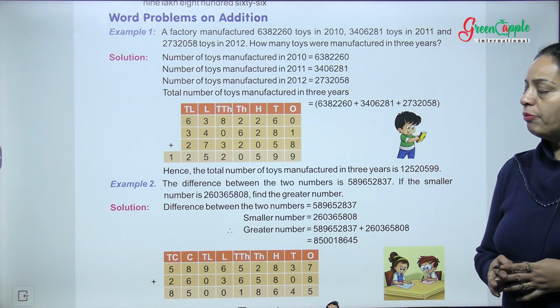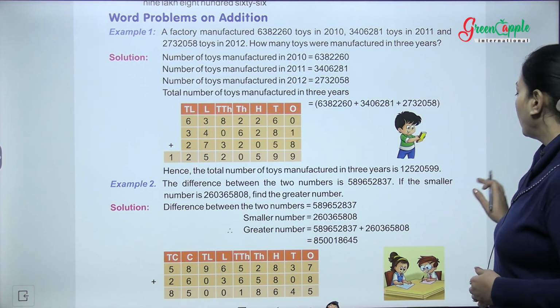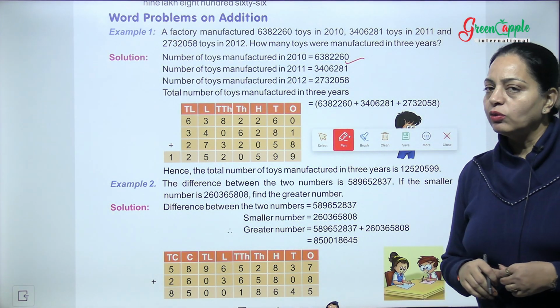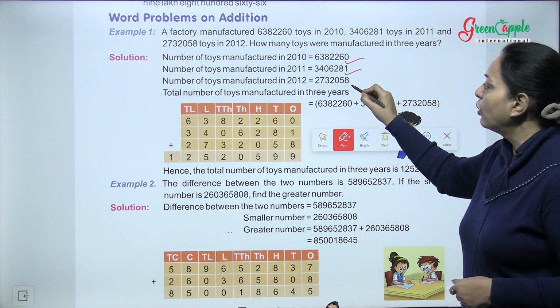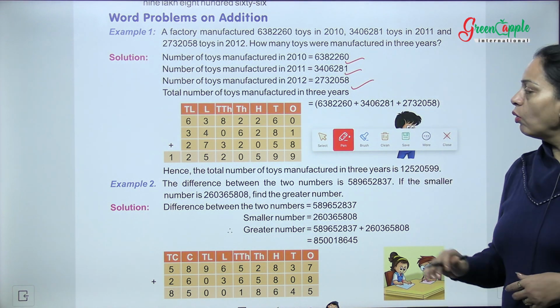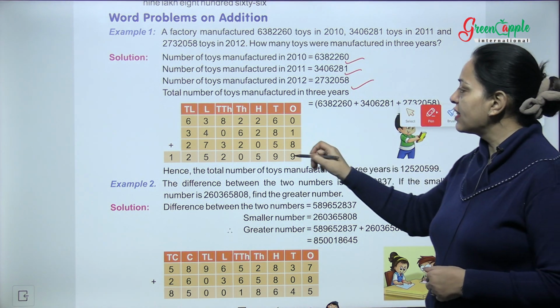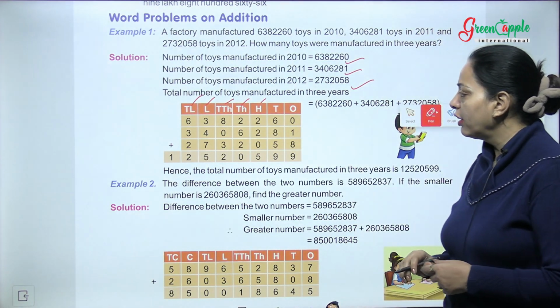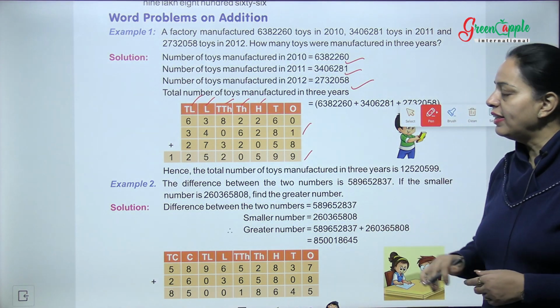So total means: first write the number of toys manufactured in 2010, then in 2011, then in 2012. Now arrange the digits: ones, tens, hundreds, thousands, ten thousands, lakh, ten lakh. Write the numbers. Now add these numbers.